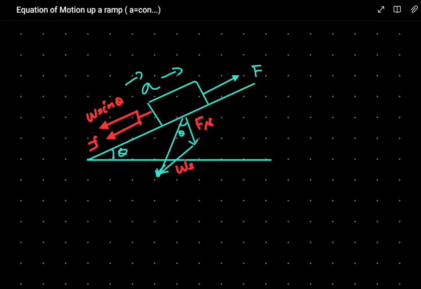Please try to get the other videos that discuss the motion of a mass down a ramp with constant acceleration, or the motion of a mass up a ramp with constant velocity, and how to determine the coefficient of friction on a rough ramp, and how to find the minimum amount of force when a certain effort is applied on the ramp.